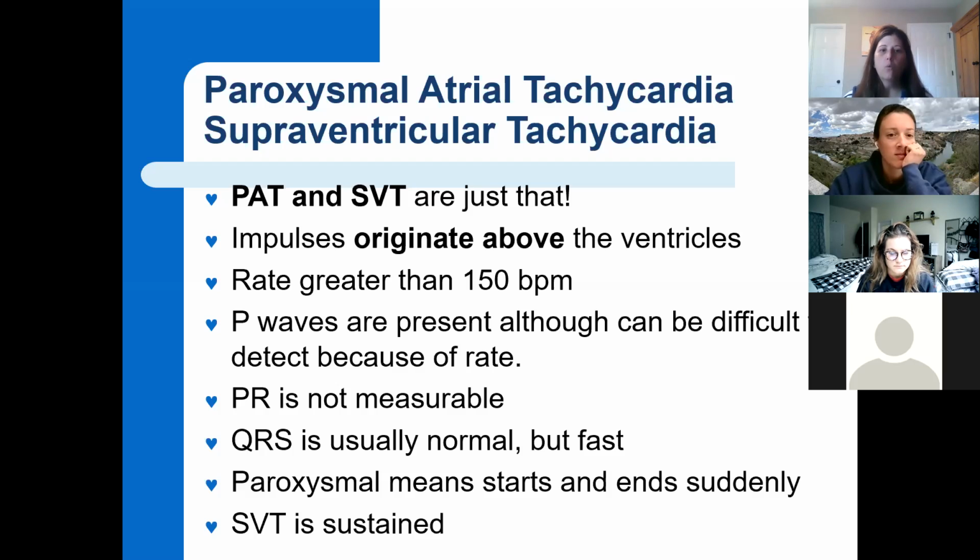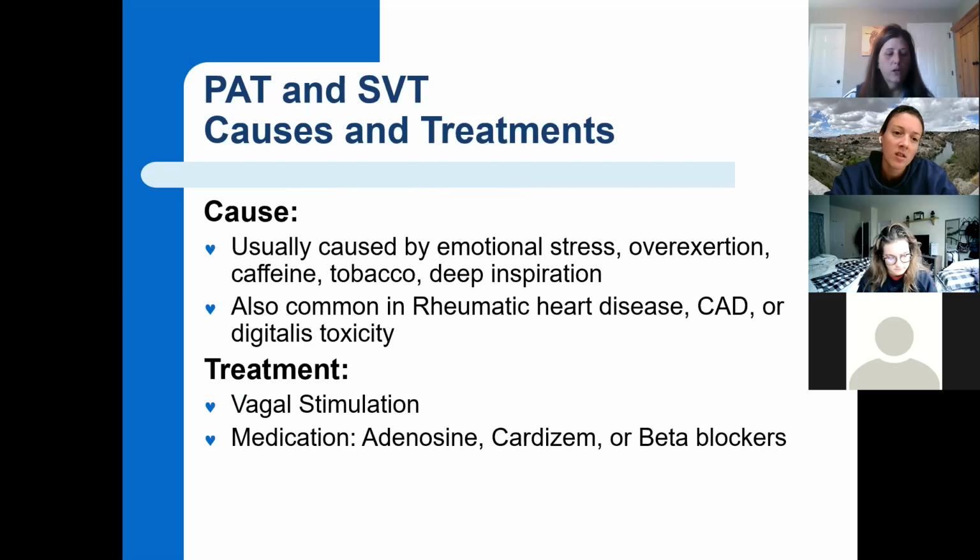Typically, this is going to be a rate of greater than 150. I'm going to say somewhere between 160 and 250. So pretty fast, and you can't sustain that for very long without having some ill effects. This patient's going to get sick in a hurry. All right, so here are some causes and some treatments. You may see this with or without an underlying cause, and it's really just something irritable in the atria making this happen.